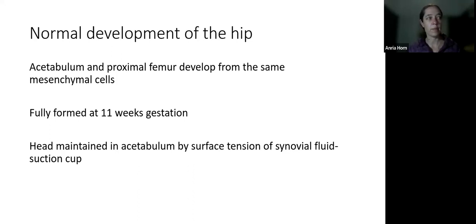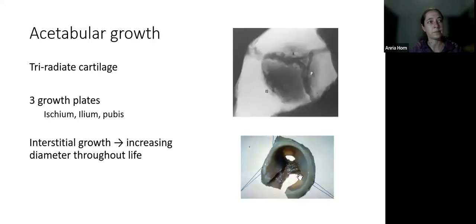And so there's a little bit about the embryology. In normal development of the hip, the acetabulum and the proximal femur develop from the same mesenchymal cells, and they're only separated at about 11 weeks of gestation. That's why we often find associated abnormalities of the proximal femur and acetabulum, such as proximal femoral focal deficiency, where there's usually a degree of acetabular dysplasia or complete absence of the acetabulum. The head is maintained in the acetabulum during development by the surface tension of the synovial fluid and the suction cup effect formed by the acetabulum and the labrum.